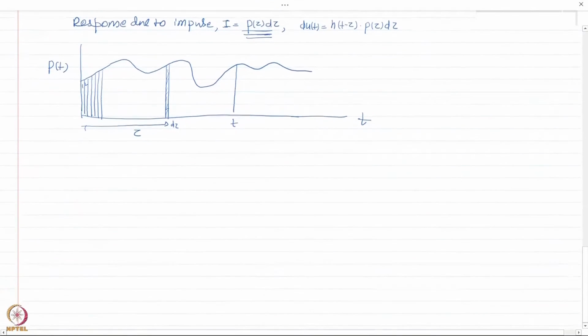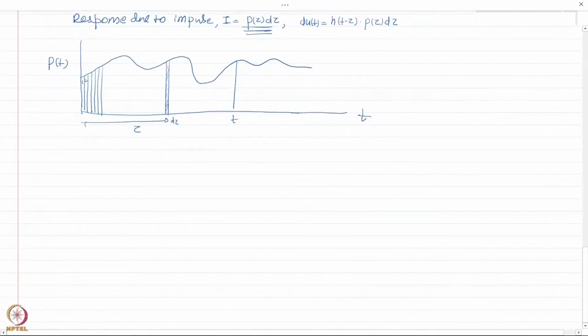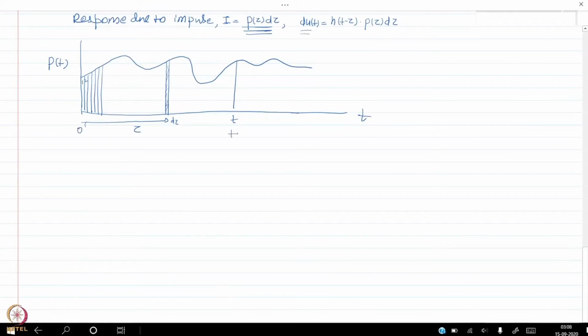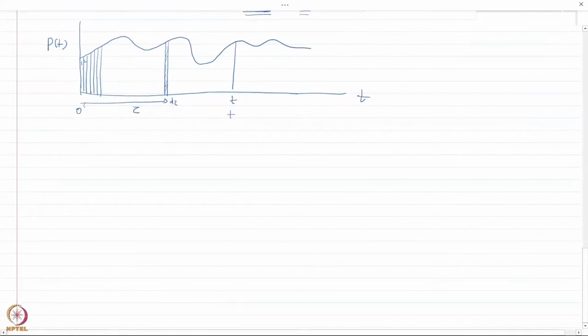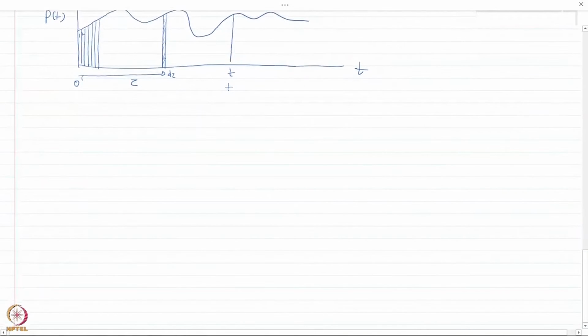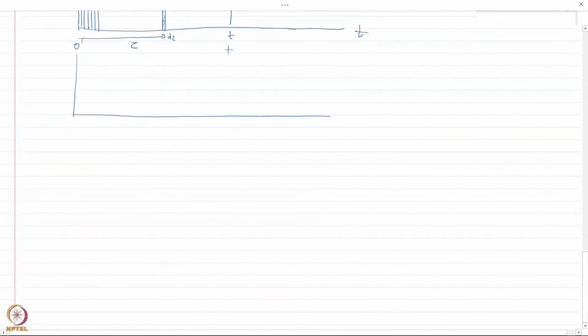So what do we do then? As we have previously discussed, the response at any time t would be the total response due to all the impulses up to the time t. If we integrate this function from time 0 to t, it would give me the total response at time t due to all the impulses. Let us see how that looks graphically. Let me draw this graph here, and then another graph here.